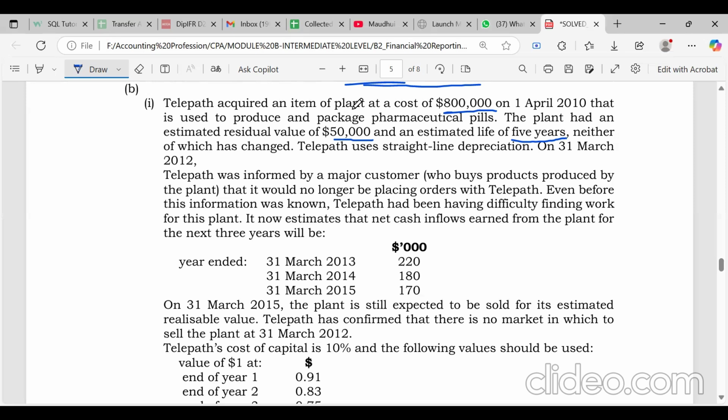In an exam, you mention that. You say, if I want to do the impairment, this statement shows that there is an indicator of impairment, and so an impairment review is necessary. If you mention that line in an exam, you're going to get the marks. That's what I'm telling you.